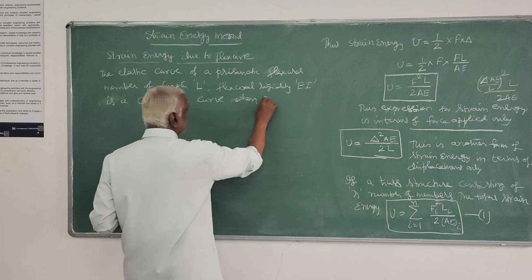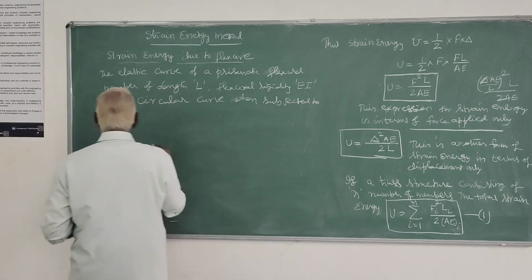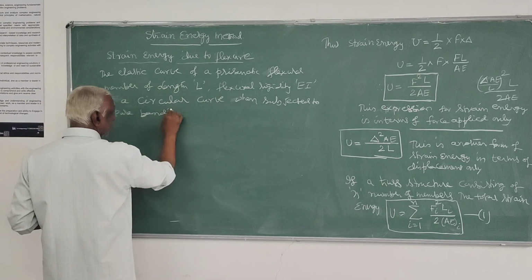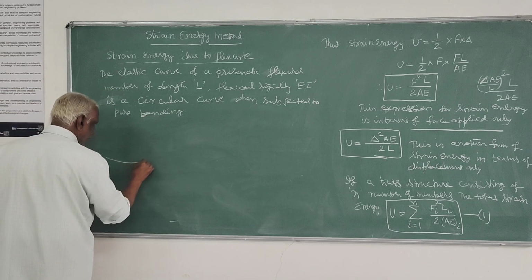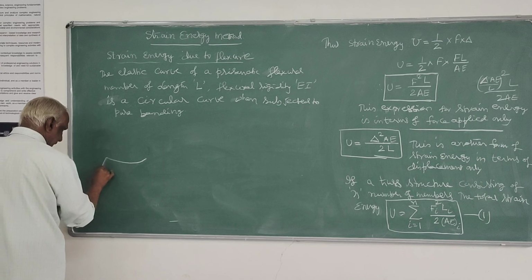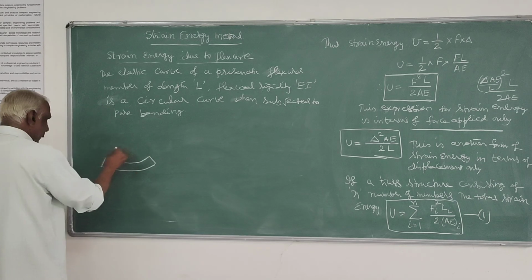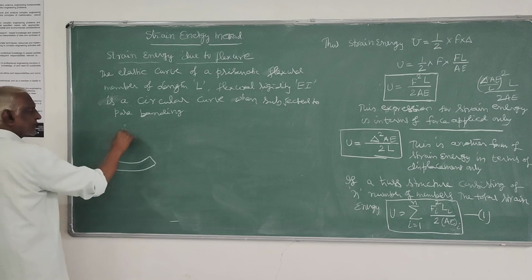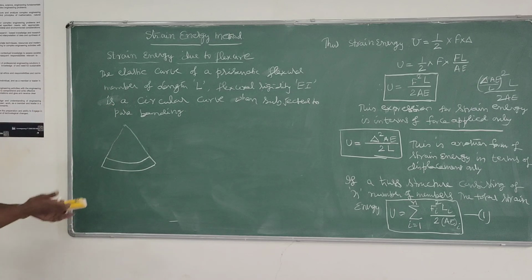It is a circular curve when subjected to pure bending: no shear, only bending moment. If you apply it, that particular member undergoes deformation, and that deformed shape will be nothing but a simple circular curve. The bending will be in the form of a circle.